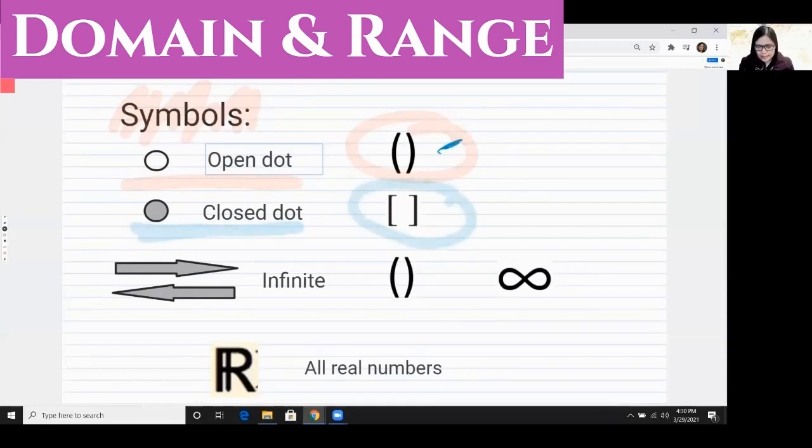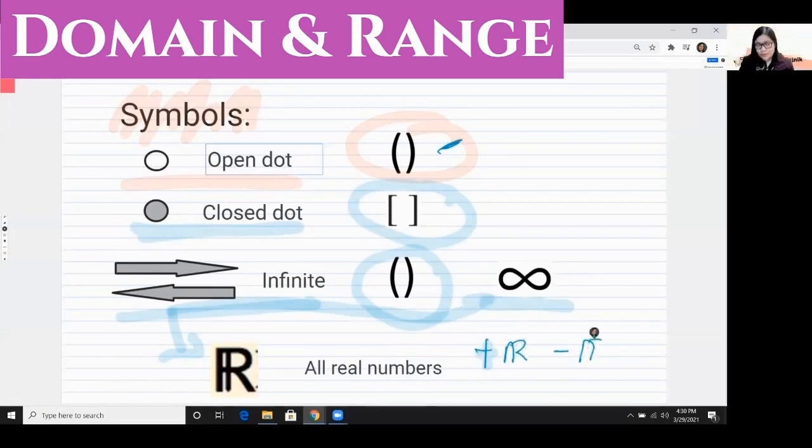And then if it is an infinite, you will use again a parenthesis, and the infinite symbol is this one. Sometimes on the arrow, we use the infinite symbol or the R symbol or all real numbers. So you will see positive real numbers and negative real numbers when you see an arrow, and also a positive infinity or a negative infinity. It's like a number 8, but they wrote number 8 horizontally instead of vertically. That is the symbol for infinite.